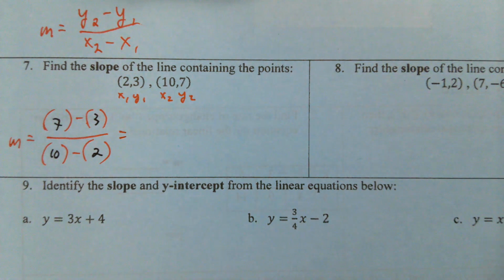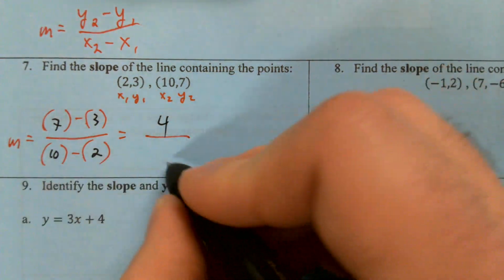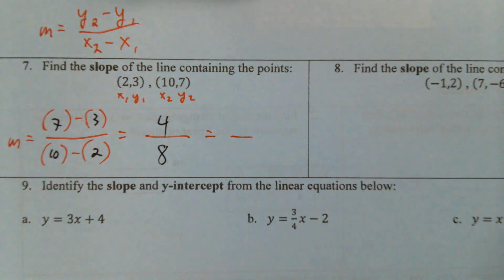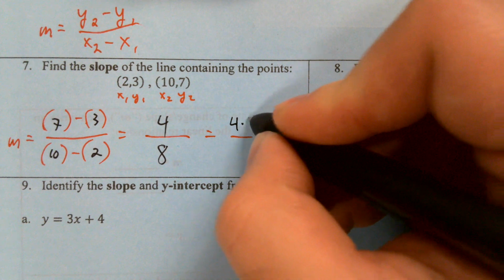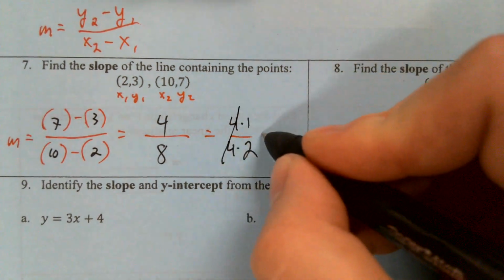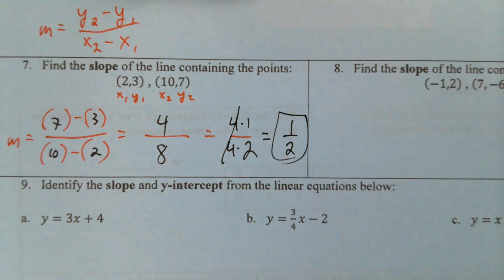7 minus 3 on the top gives us, I think, 4. And 10 minus 2 gives us 8. How can we simplify 4 over 8? If we've got 4 times 1 over 4 times 2, what can we cancel? What are we left with? 1 over 2. So don't get too quick and be like, oh, 4 goes into 8 2 times. My answer is 2. No, you got to keep it as a fraction when your smaller number's on top.